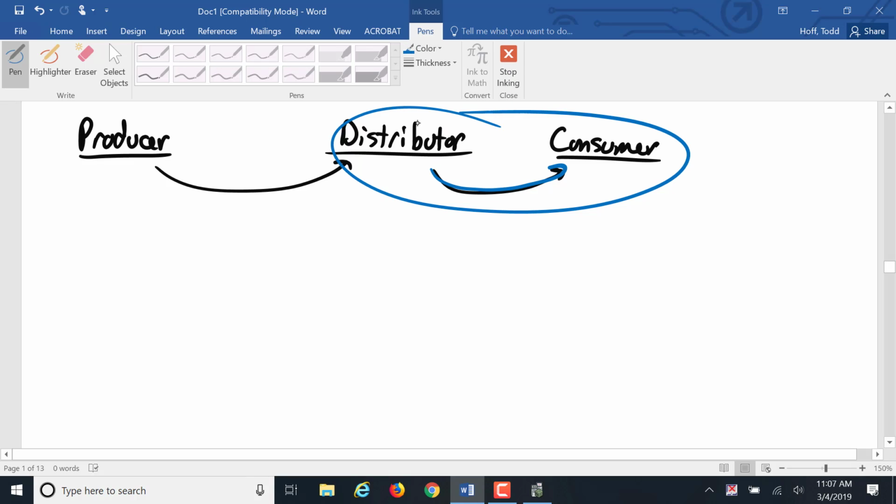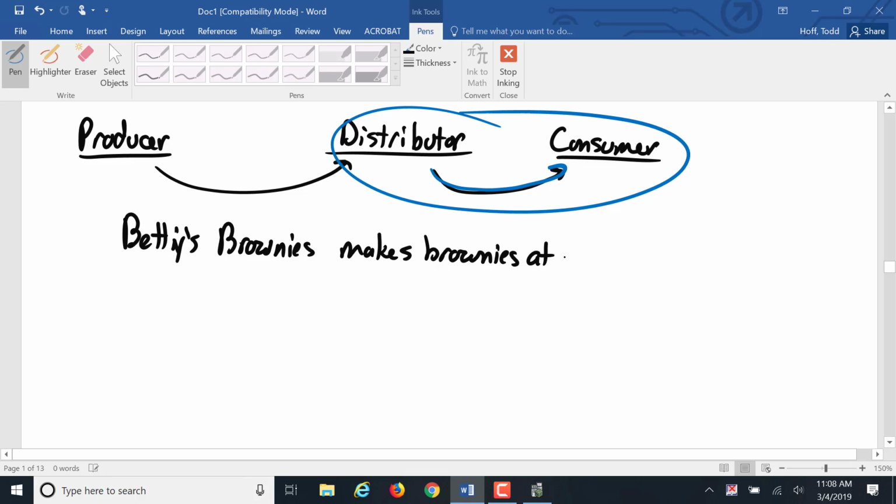We're going to take a peek at Betty's Brownies. Betty's Brownies produces brownies, makes brownies at a cost of 30 cents each. Every day, Betty makes 800 brownies.